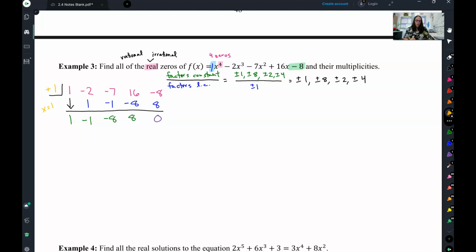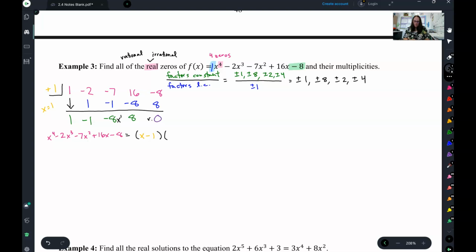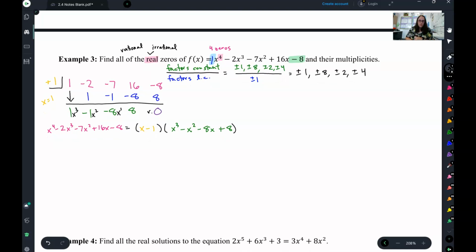Fantastic. So let's write out our multiplication statement. If x equals 1 is my zero, the factor form is going to be x minus 1 equals 0. Hopefully you're starting to get used to going quickly on that. I have remainder, no x, x to the first, x squared, x cubed. So I have x cubed minus x squared minus 8x plus 8. So there we go. We are getting closer to our factored form.